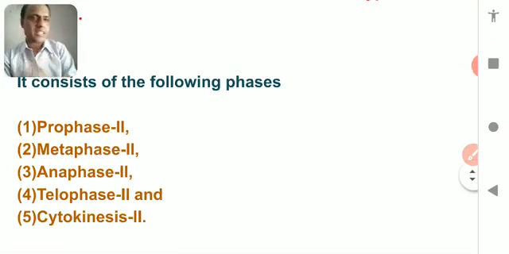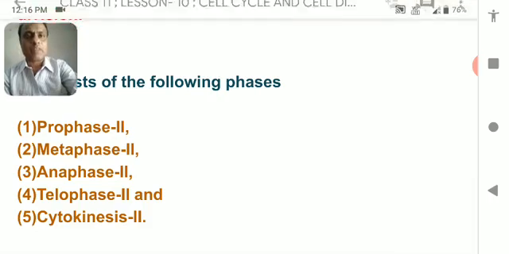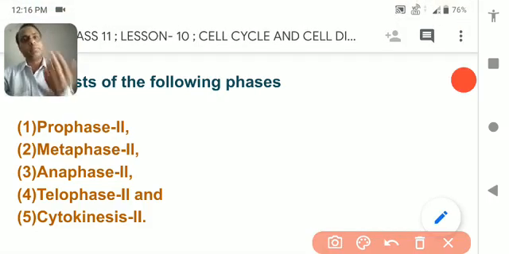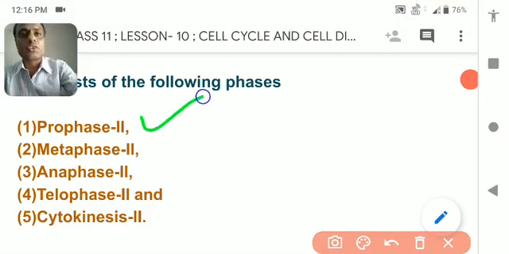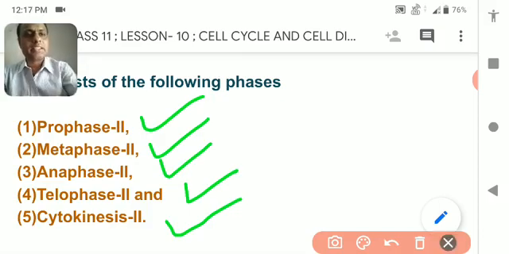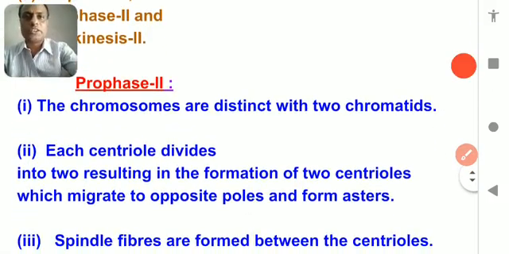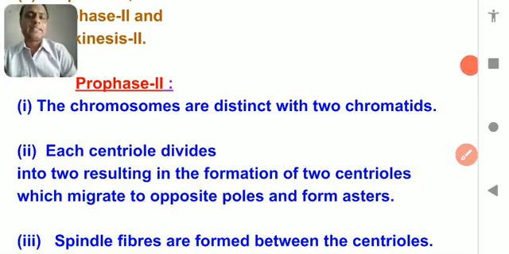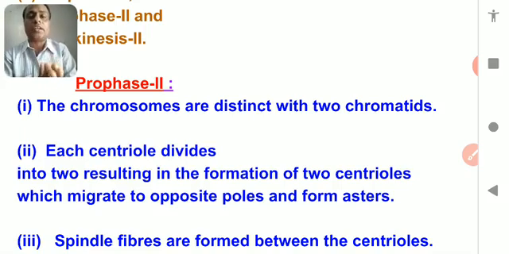Now, what are the different phases? Already we have studied that there are several phases as in meiosis 1: prophase 2, metaphase 2, anaphase 2, telophase 2, and this is followed by cytokinesis 2. Let us study about prophase 2. All the things that happened during prophase 1, the prophase of mitosis cell division, the same thing happens over here in prophase 2. Let us see.